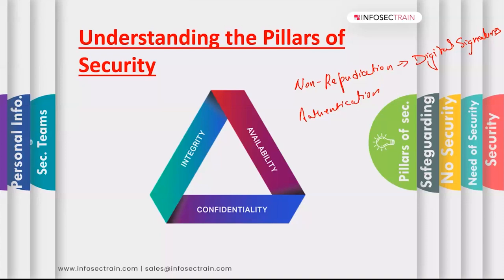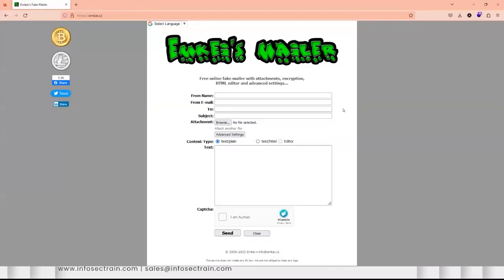Now, if I show you, there is one emailer, so you can send email from here. Let's say I put ara123@gmail.com, and from rf123@gmail.com, I want to send it to someone else. Let's say ashish123@gmail.com. So this mail will be sent to me.